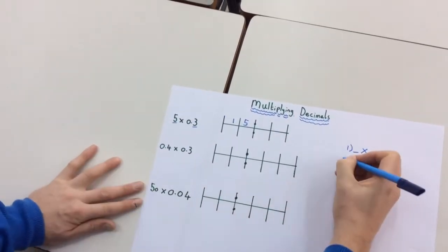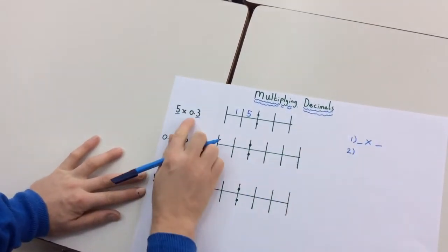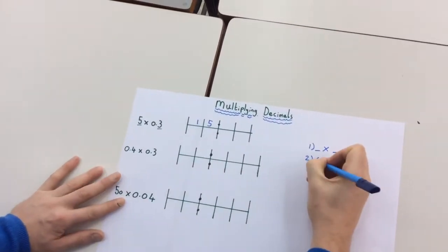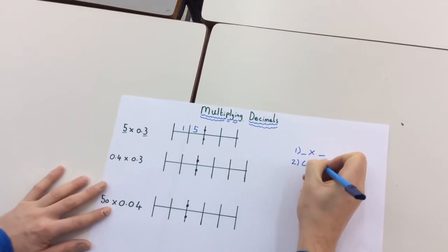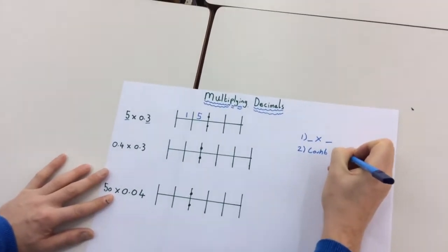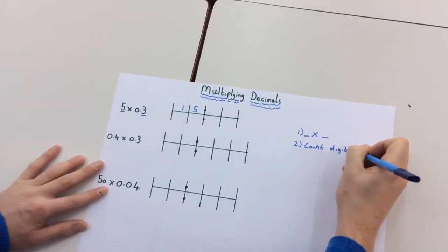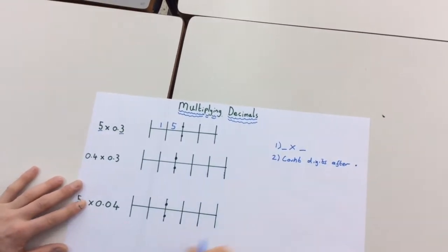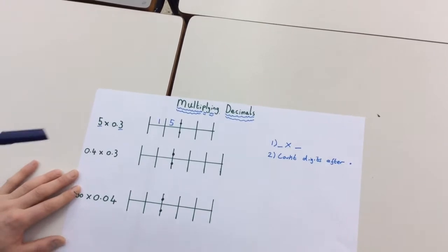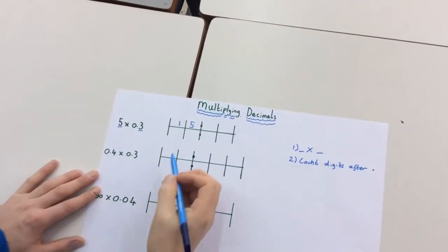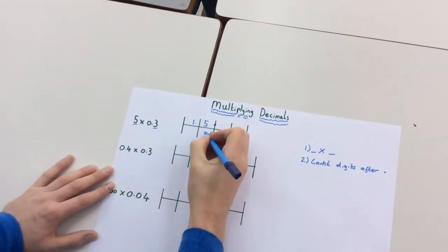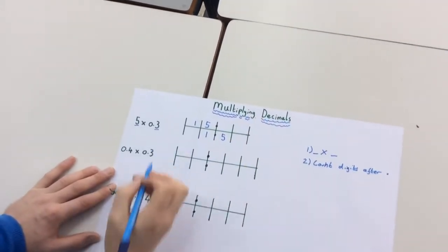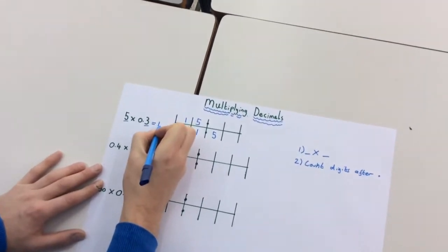So we count the number of digits after the decimal point. Well, there's one digit after. So I'm going to put count digits after the decimal point. So there's one digit, which means I need to move everything one place to the right. So let's move the 1 one place, and the 5 one place. And so the answer is 1.5.